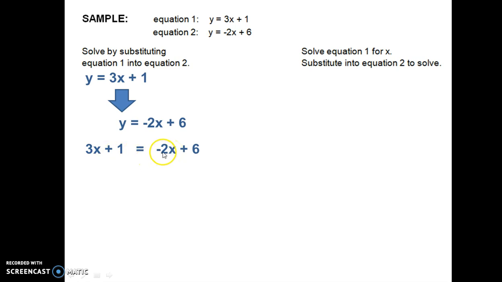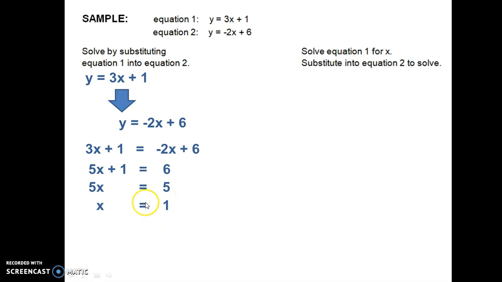So to solve this, I'm going to do adding 2x on this side. And when I add 2x, it gets rid of it here. It makes 5x here. Then I'm going to subtract 1 on both sides. I have 5x equals 5. Then I'm going to divide by 5 on both sides, and x equals 1.